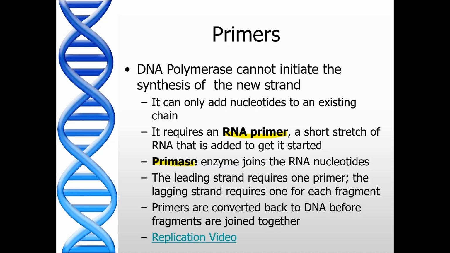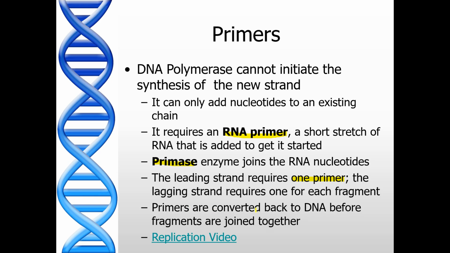We're going to talk more about RNA later. But RNA has a U instead of a T. It also has ribose instead of deoxyribose sugar. So there's definitely some differences. And so the leading strand is going to require one primer. And then it can build until it finishes. But the lagging strand is going to require multiple primers because every time a fragment is built, it's going to have to be started by a primer.